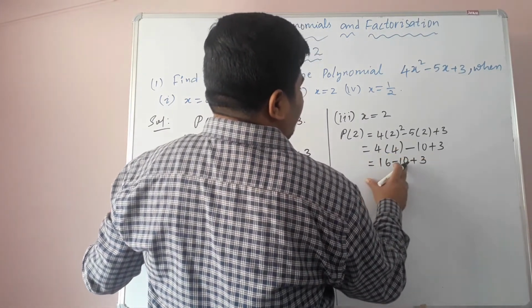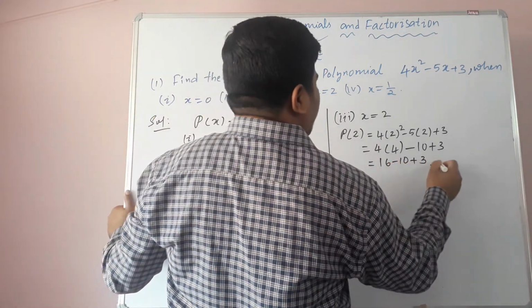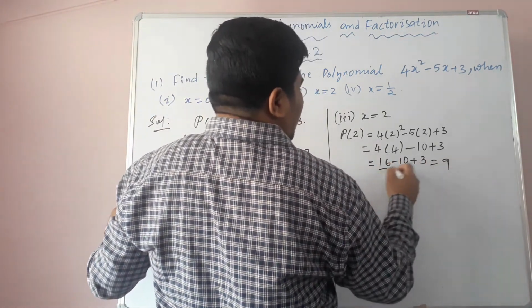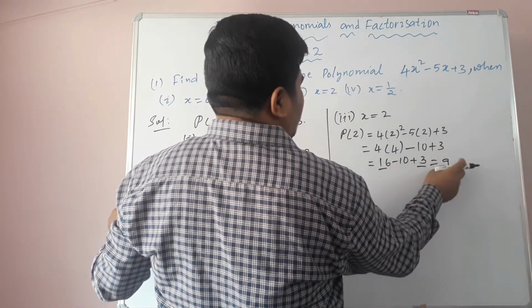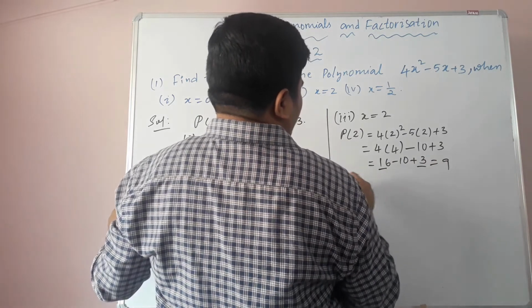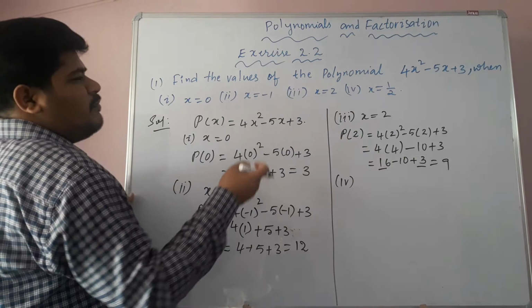So students, 16 minus 10 plus 3 is there. 16 minus 10 value is 6. 6 plus 3 is 9. Or else we can do it like this also. Add the positives: 16 plus 3, 19. Subtract: 19 minus 10 is 9. Okay. So the value of p of x at x is equal to 2 is 9. Now look at the last problem in the first bit.